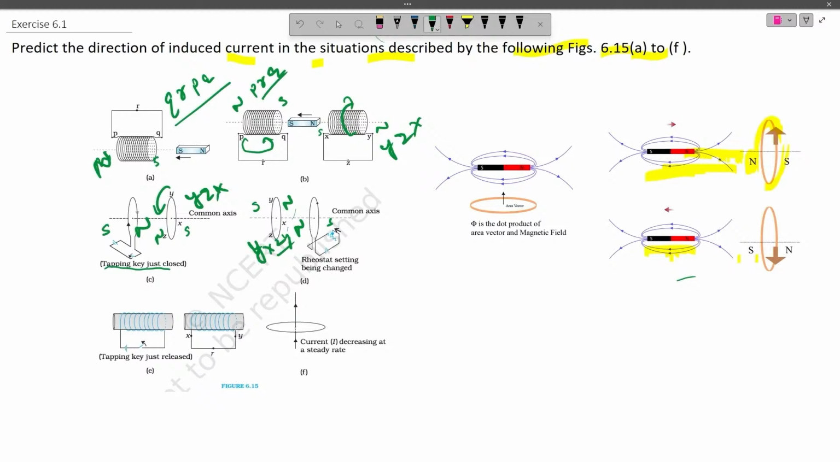Now in this diagram, we see that the tapping key is just released, or we can say that the current has just stopped. Earlier when the current was flowing, we can see that this wire is hidden from the solenoid. It means that the circular turn is like this.